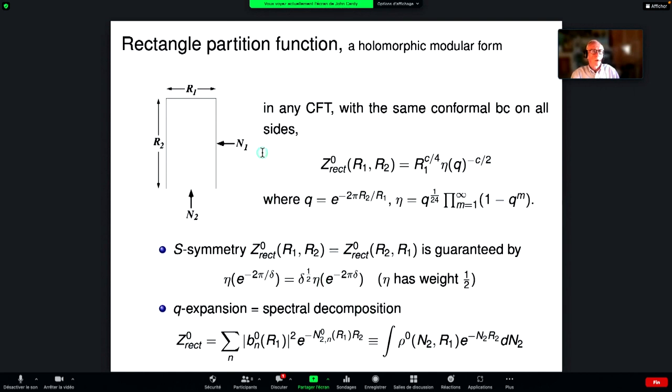So now if we start thinking about the partition function of a conformal field theory in a rectangle, it's an example of a holomorphic modular form. Here I've written it down explicitly. This is an old result that dates back to the early days of string theory. And here Q you can think of as the modular parameter, which is the exponential of the aspect ratio of the rectangle, and eta is of course the good old Dedekind eta function. So this is true for any conformal field theory as long as we have the same conformal boundary conditions around all the sides. And I just want to use this because it's an example of a modular form.